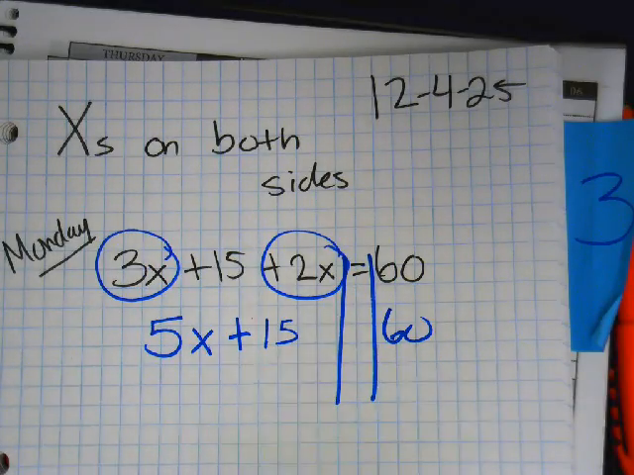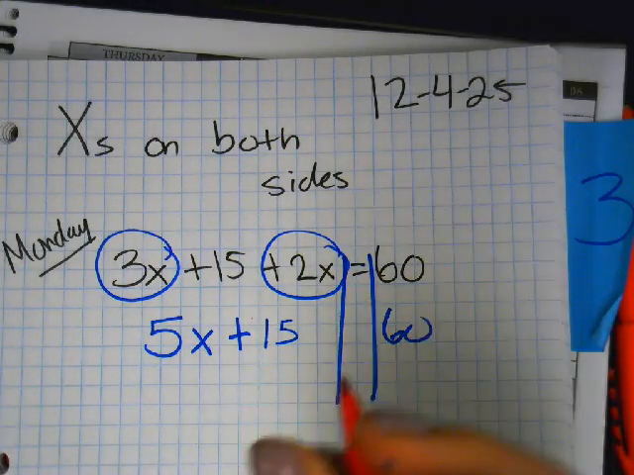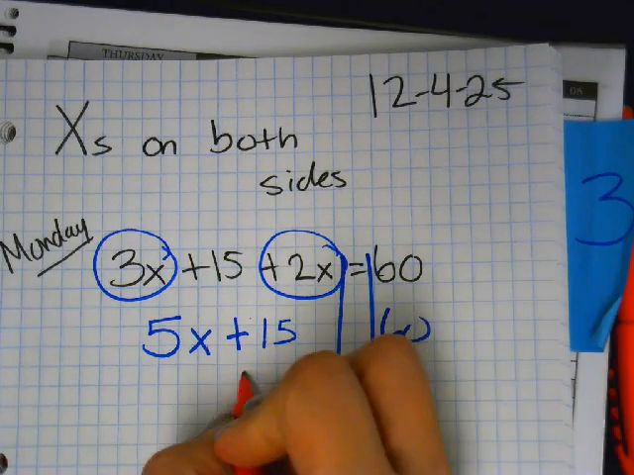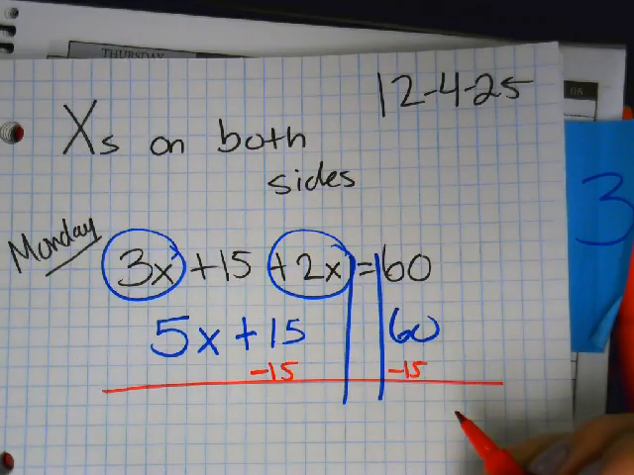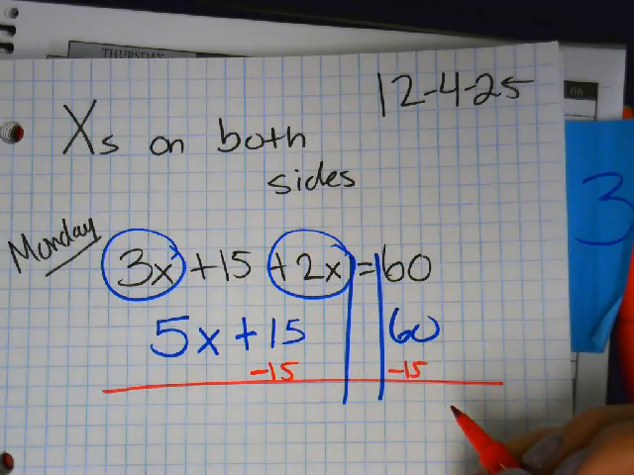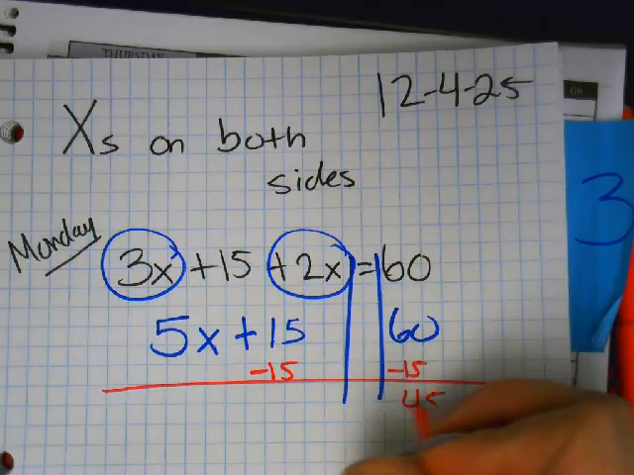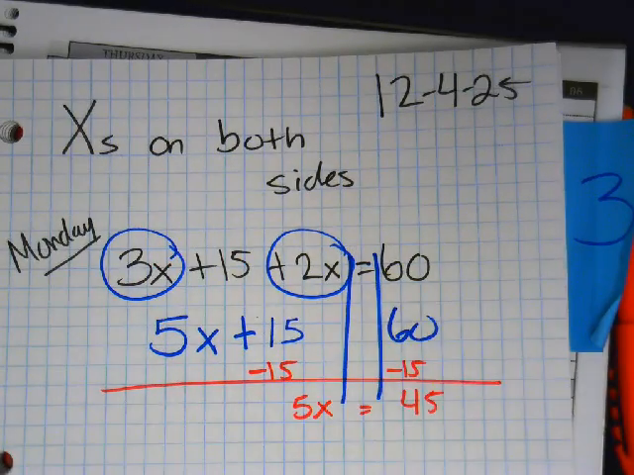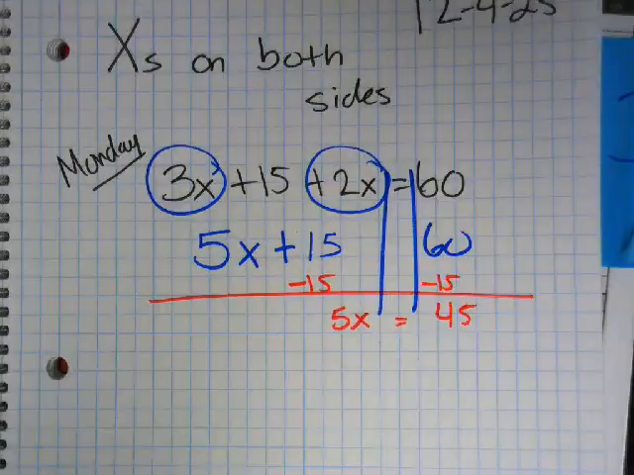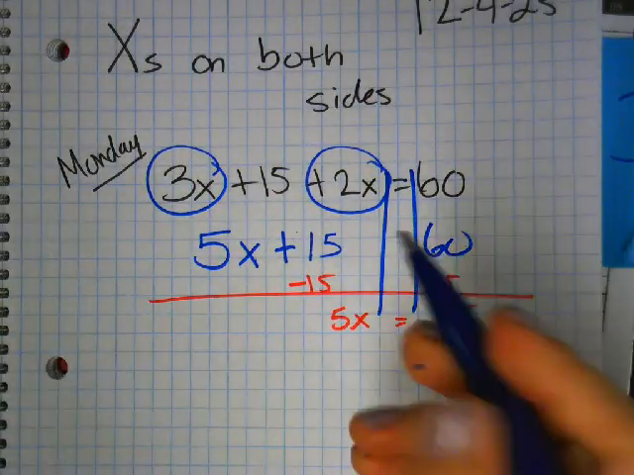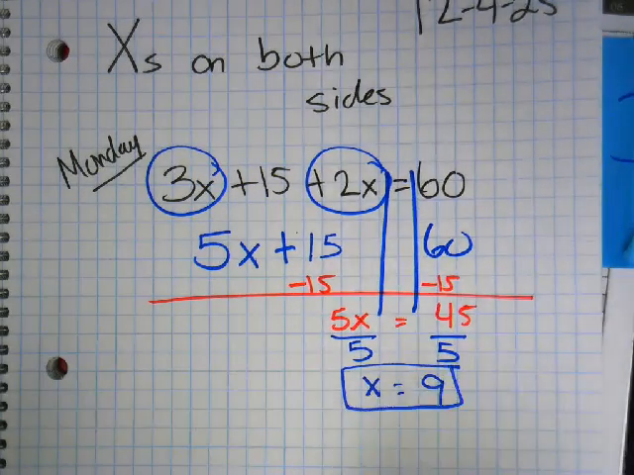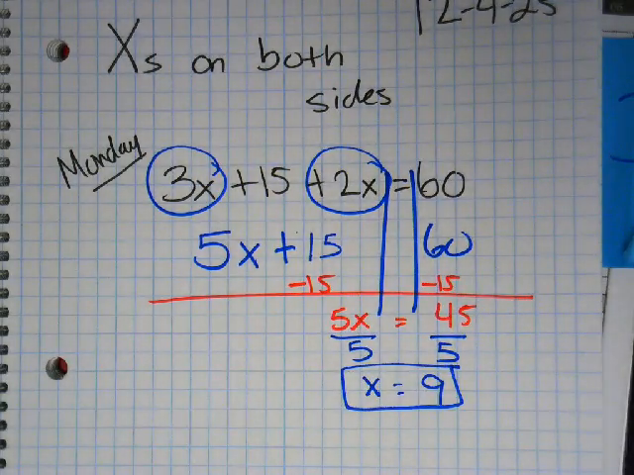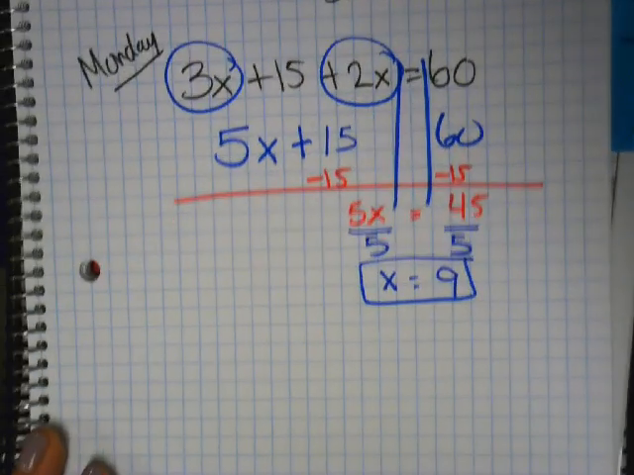All right, now what number do I move? How? What's 60 minus 15? 45. All right, now what? Divide by. X equals 9. Good. So that's what we did on Monday. Okay? Now, today, which will be on your test tomorrow.